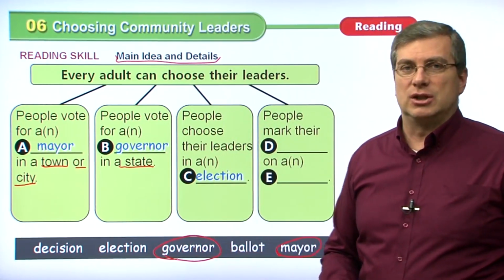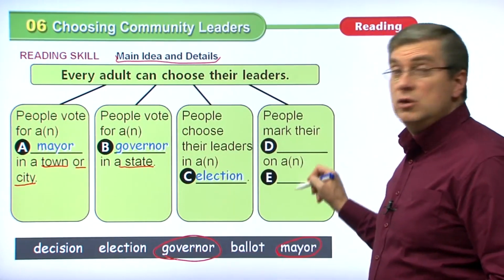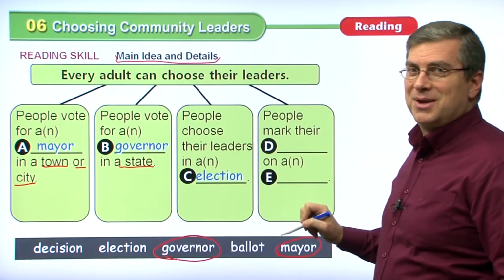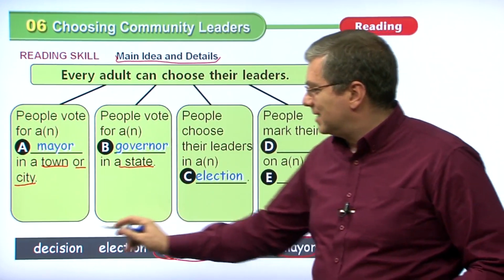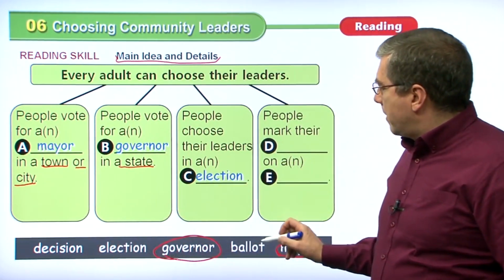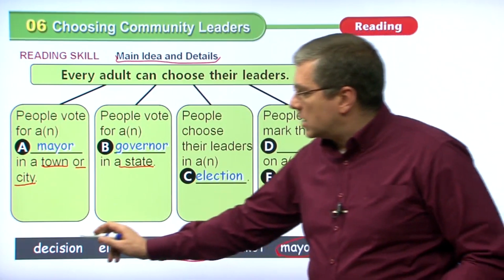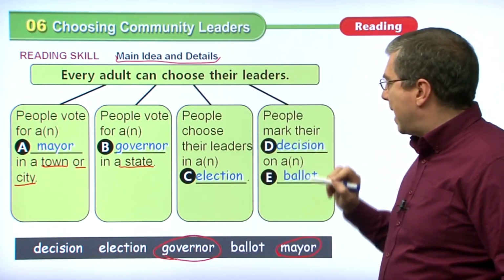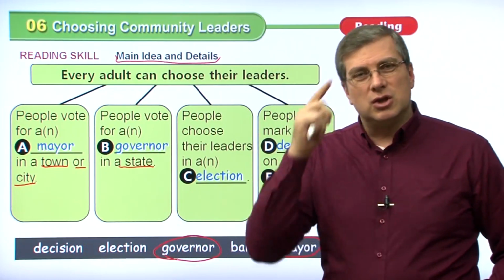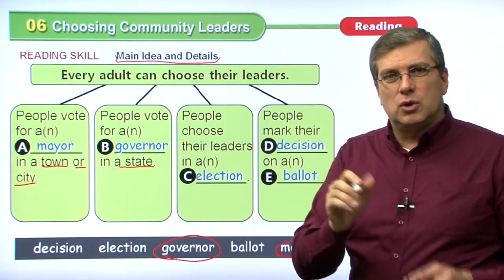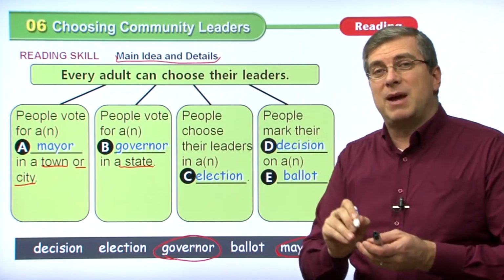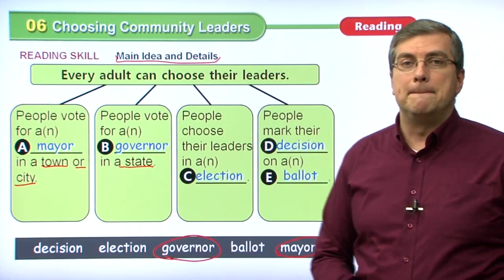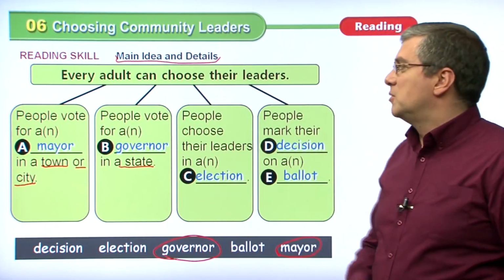That is an election. Okay, now we have 2 blanks in the last detail. People mark their blank on a blank, okay? We have 2 words, ballot and decision. So remember, ballot is the piece of paper, and you mark your decision on the ballot, okay? So you mark your decision. You think about it carefully, you make your choice, you mark your decision on the piece of paper that is the ballot. People mark their decision on a ballot. Okay, good. Let's move on.